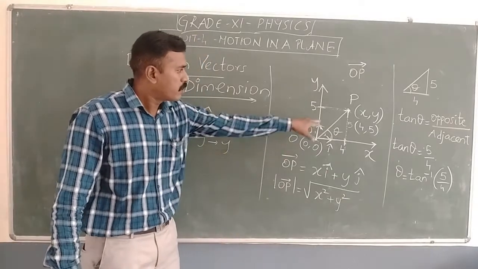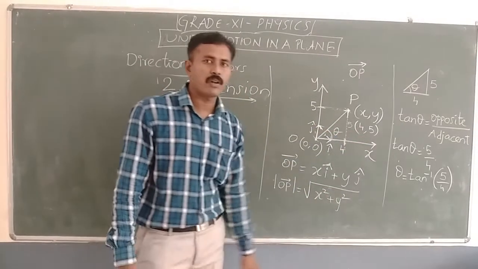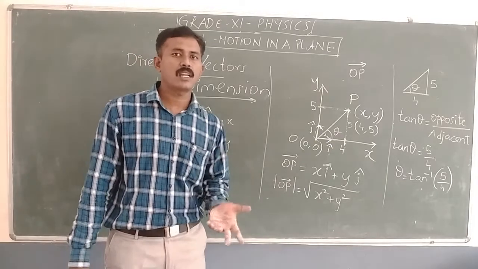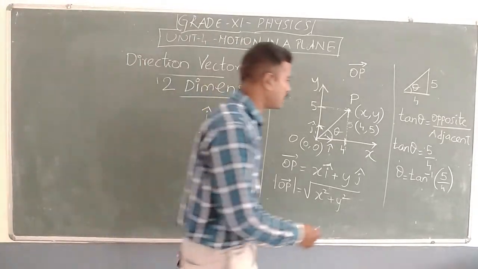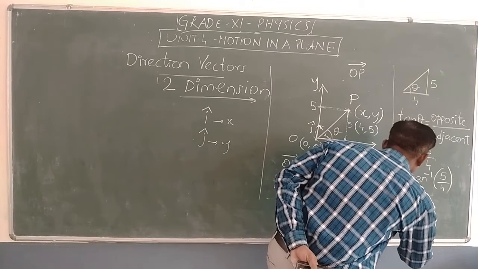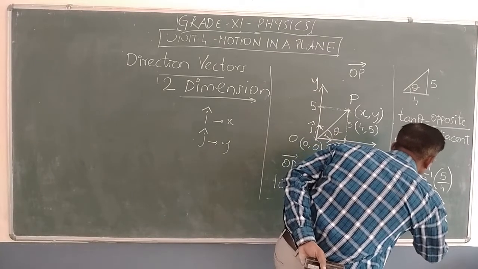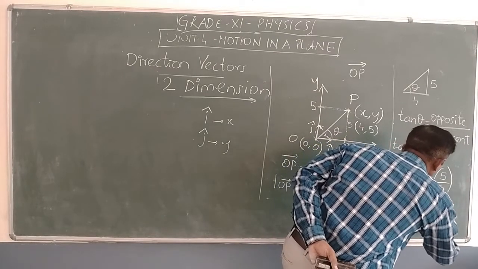So in this problem I have given values 4 and 5. In general, how do we write the angle formula? Theta is tan inverse of y by x.